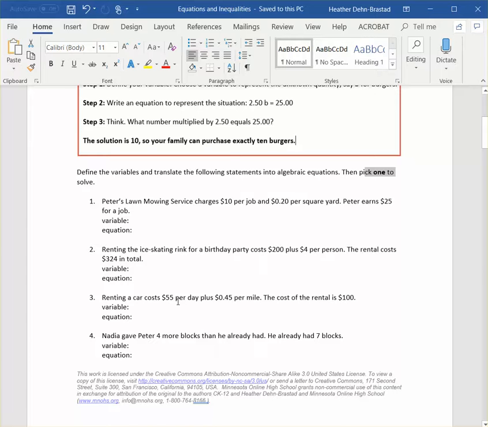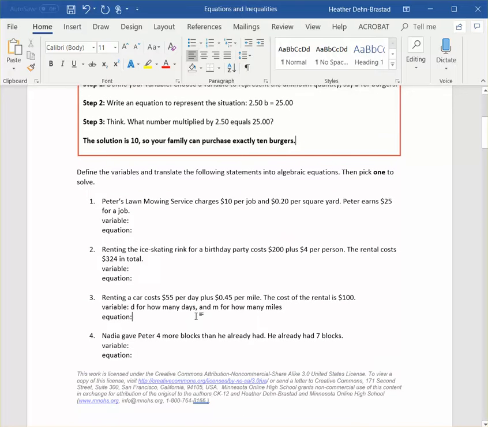Renting a car costs $55 per day plus 45 cents per mile. The cost of the rental is $100. So for a variable, we would need maybe 2 variables. We would need one for day, how many days you have it, and we would need another one for how many miles. So let's use D for how many days, and let's use M for how many miles. Now you could use A and B or X and Y or any other letters you want, as long as you say what those are going to stand for.